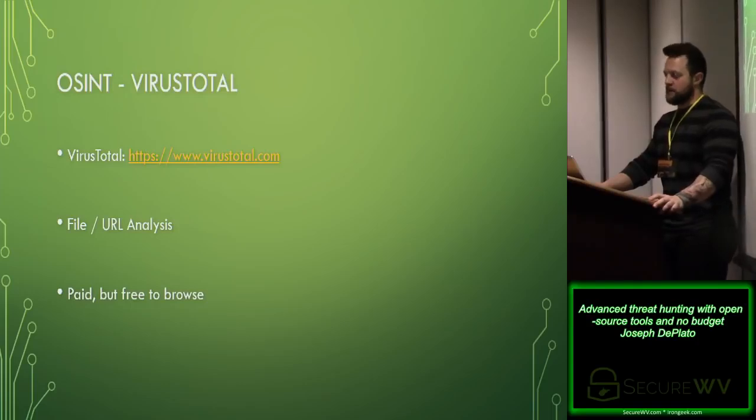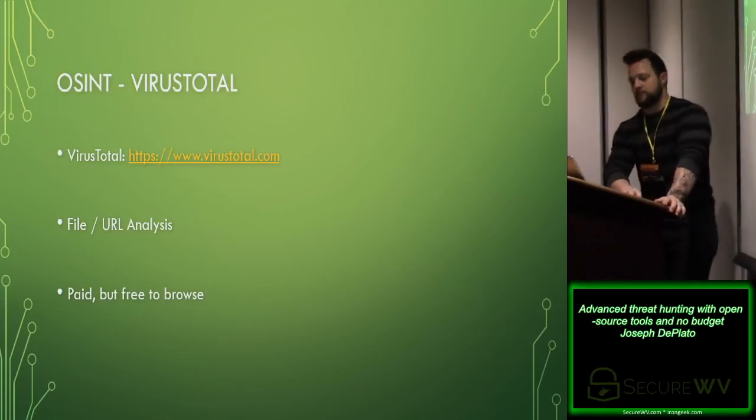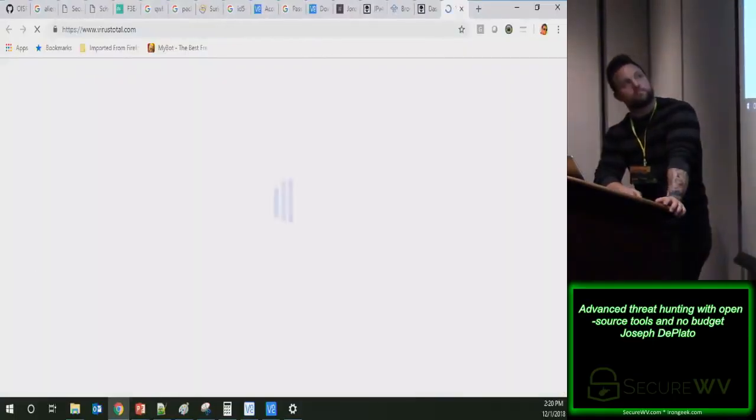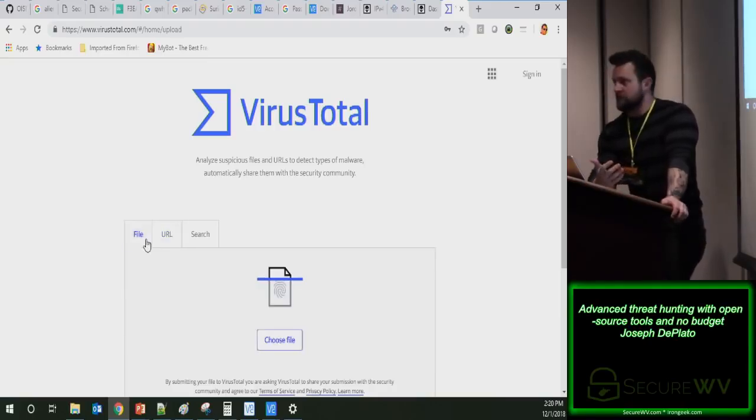So this next one is something that people should be familiar with, and if you're not, definitely familiarize yourself with it. It's VirusTotal. It's file and URL analysis. It's paid, again, but free to browse. It's free to submit stuff. You can run files and URLs against their engine, which will turn back a certain number of hits, and I'll show you what that looks like.